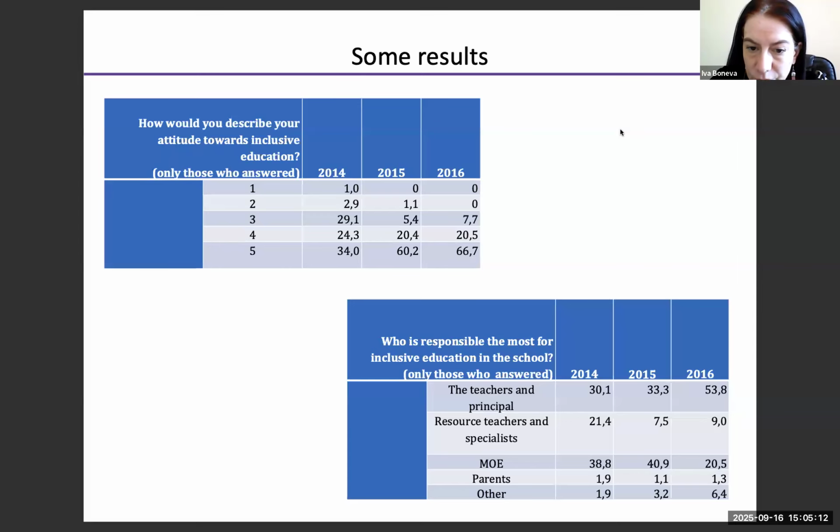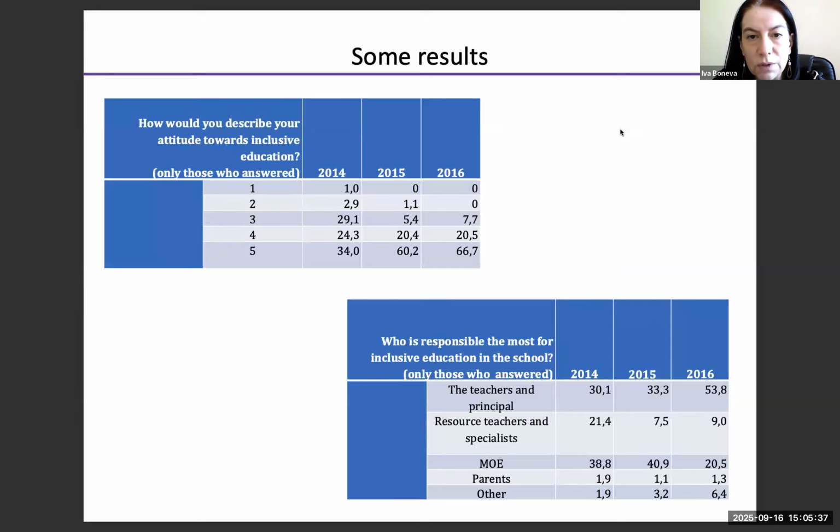There is a big shift from 2014, when we started, to 2016, from 30% who thought that this is the teachers' and principals' responsibility to almost 54% in 2016. And this is one of the big changes of attitudes, a big shift of attitudes.